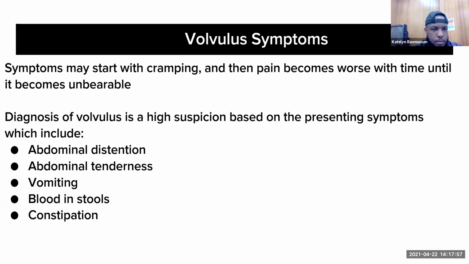Volvulus symptoms. Symptoms may start with cramping and then the pain becomes worse until it becomes unbearable. Diagnosis of volvulus is based on high suspicion from presenting symptoms, which include abdominal distension, abdominal tenderness, vomiting, blood in stool, and constipation.